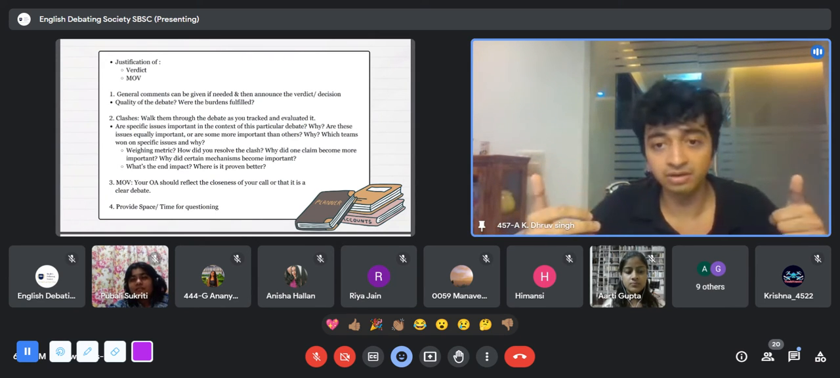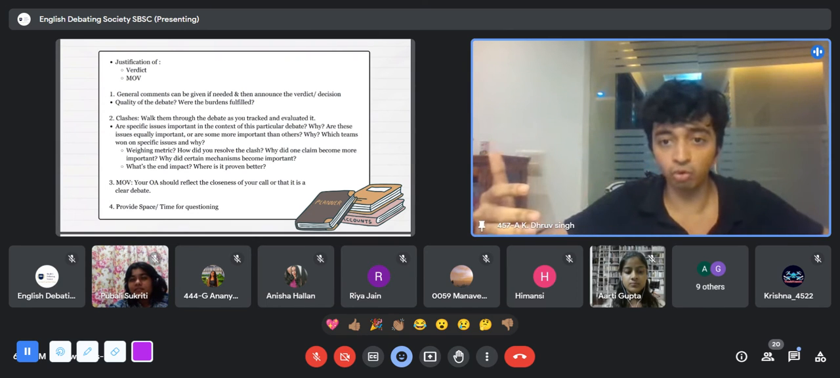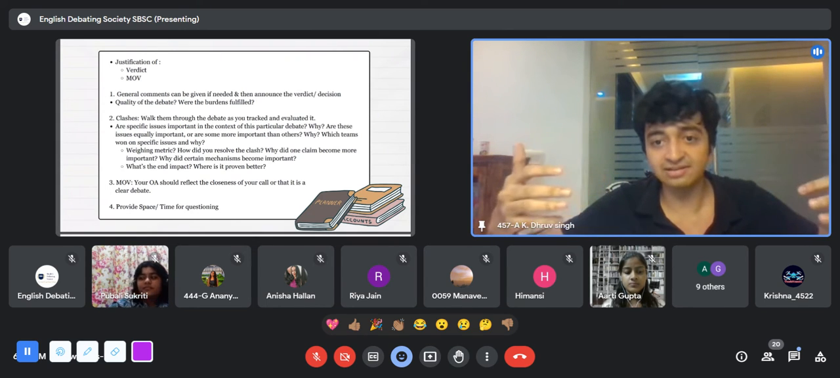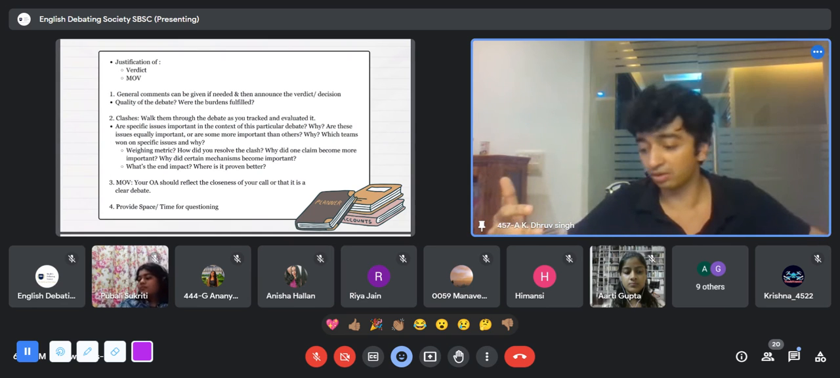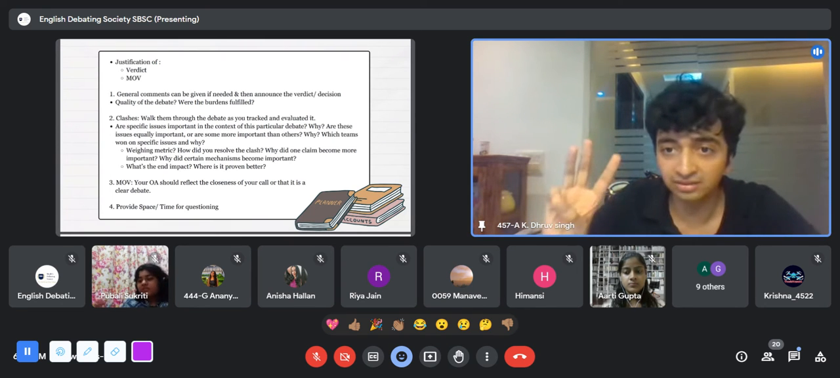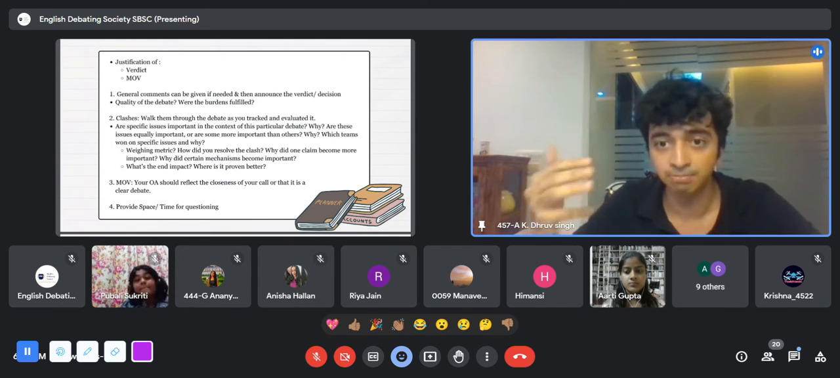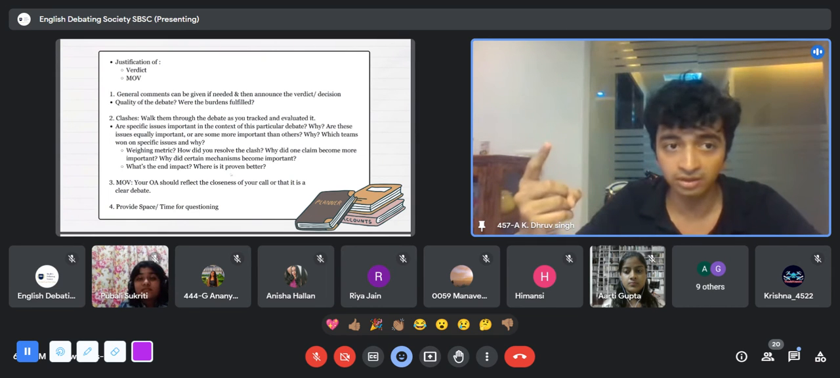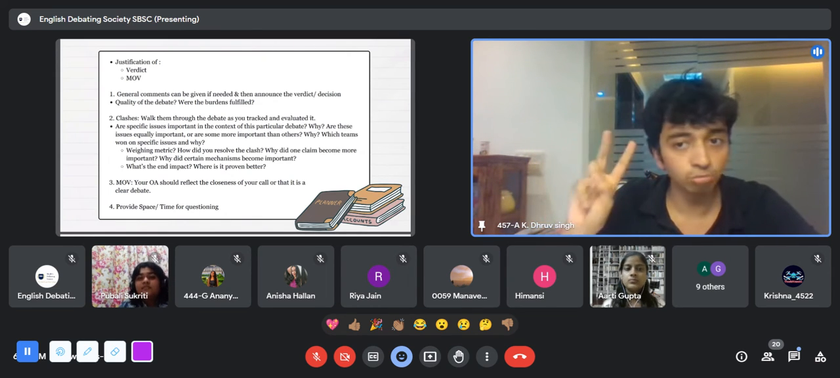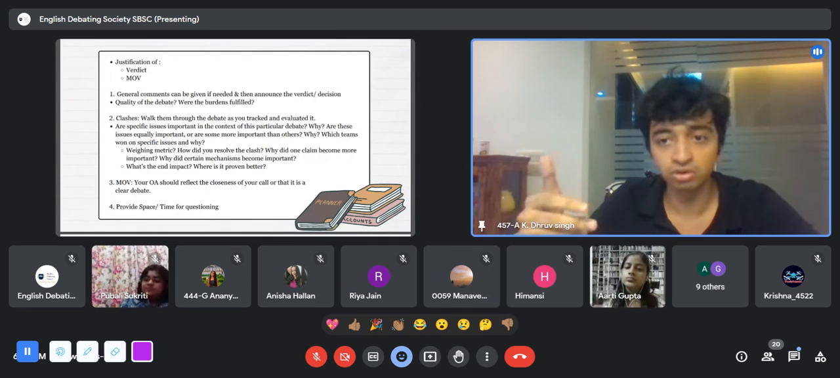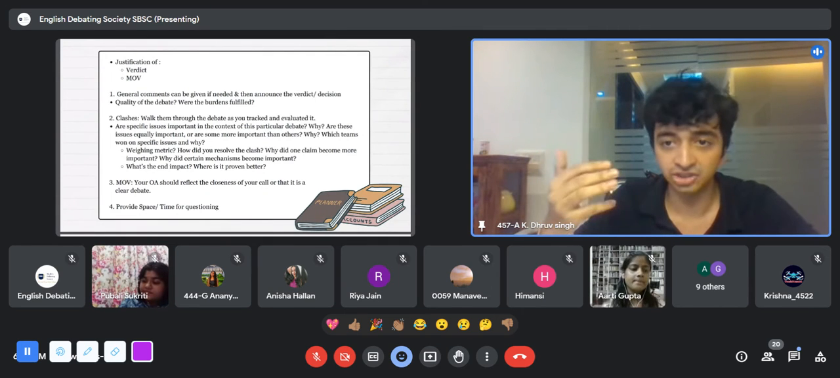Obviously, if you don't have a general comment, you can directly move on to the next segment of your oral adjudication, which is clash analysis and just the reasoning in general to begin with. So now we'll move on to the third segment within your structure, which is important. Obviously, first you'll announce the verdict, you'll give the margin of victory, then you'll move on to the general comments if you have any. If you don't, just move on. Thirdly, we'll move on to the clashes.